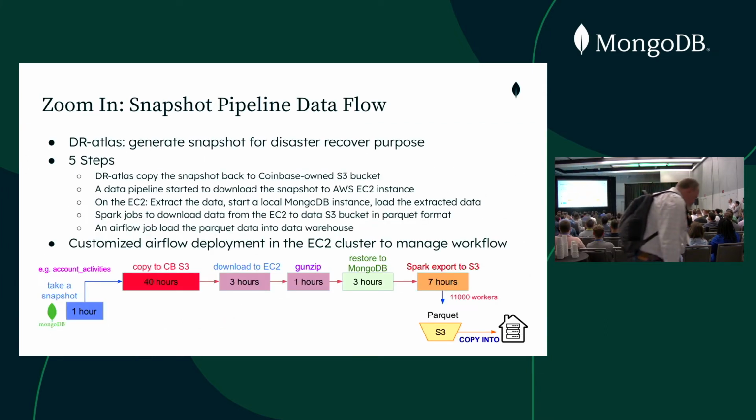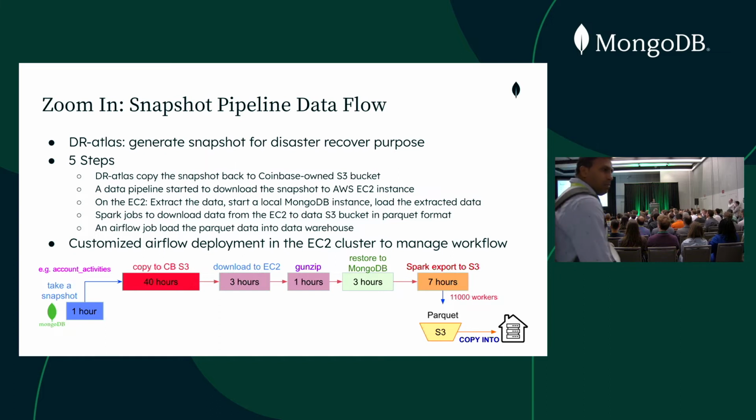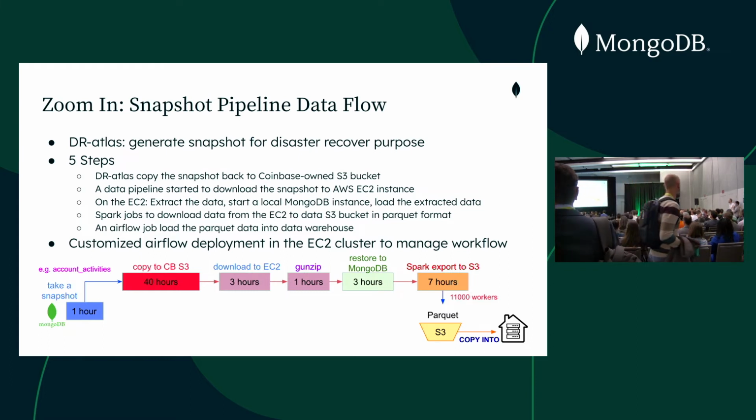So let's zoom into the snapshot pipeline a little bit to understand the data flow. I summarized the complex pipeline into these 6 steps. It starts with a component called DR Atlas, which is used for disaster recovery. In our production, every few hours, we take a snapshot of the production database. Once we get the snapshot, we have another 5 steps to get it into the data warehouse. So the first step is the DR Atlas.